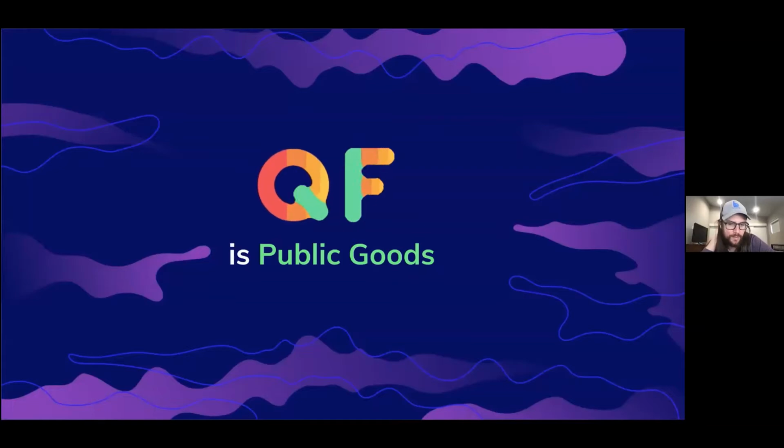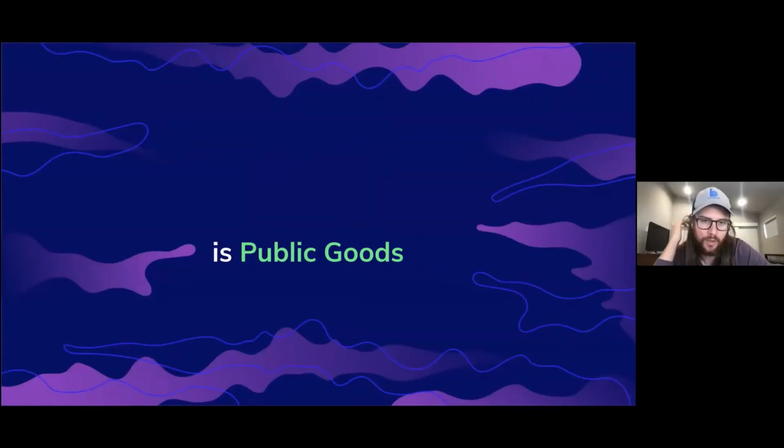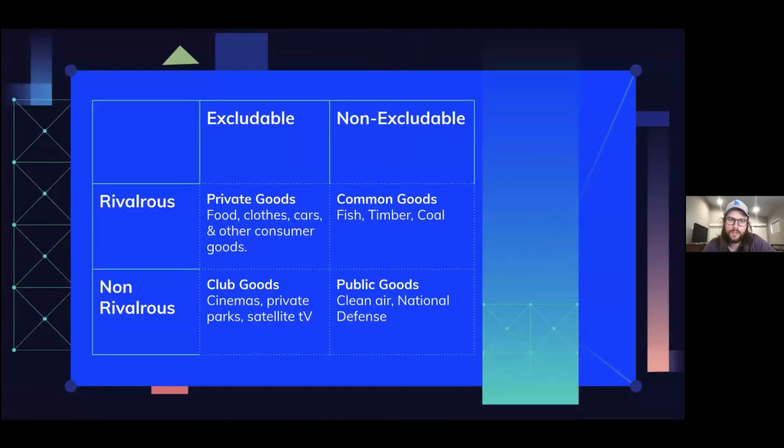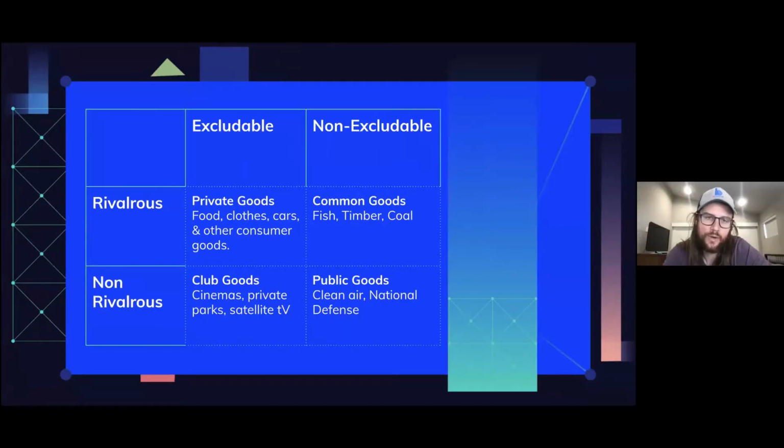Quadratic funding is a mechanism for funding public goods. There are different categories of goods that can be supported in a market. We're more used to private goods, things like food, clothes, consumer items. As opposed to private goods, public goods are non-excludable and non-rivalrous, which just means that everyone can consume them without excluding other people from consuming them.